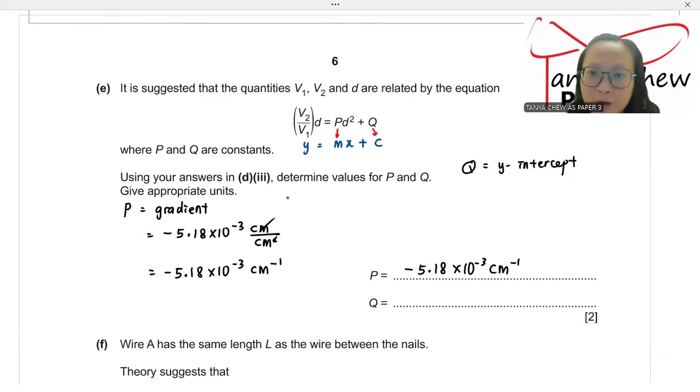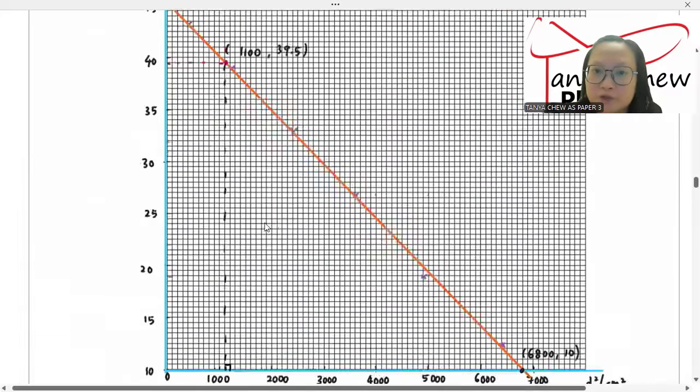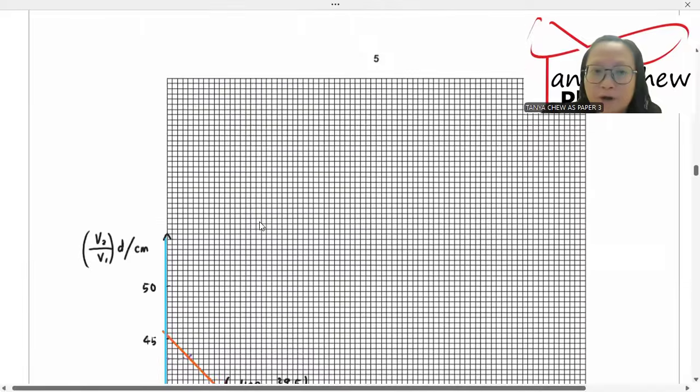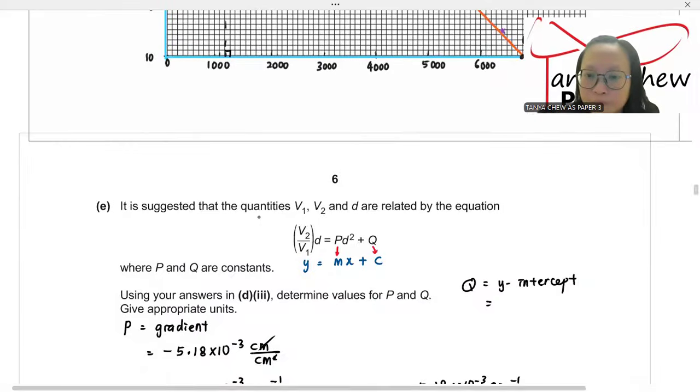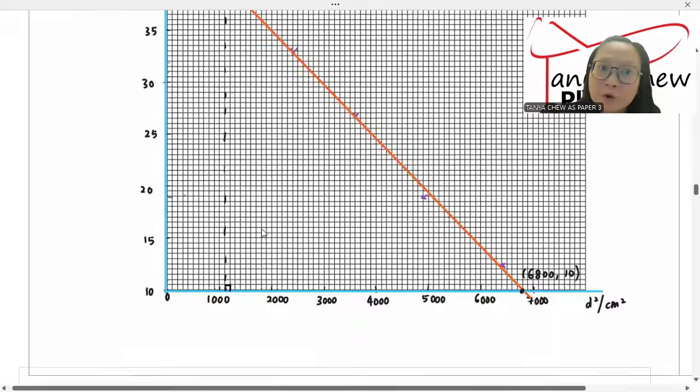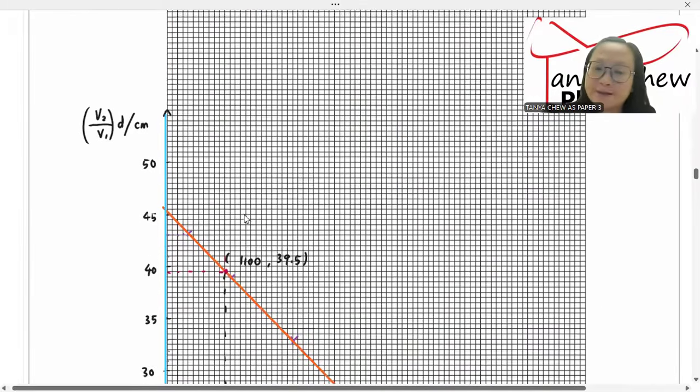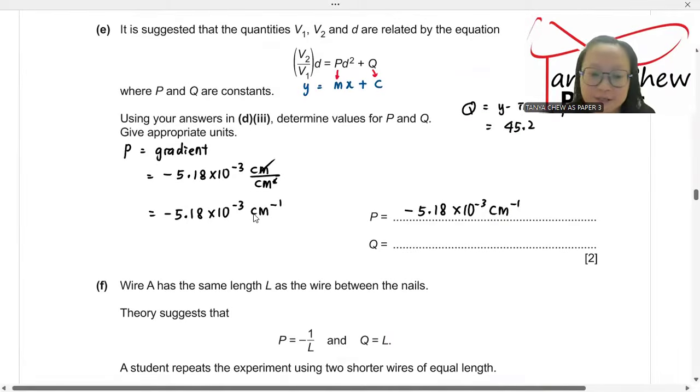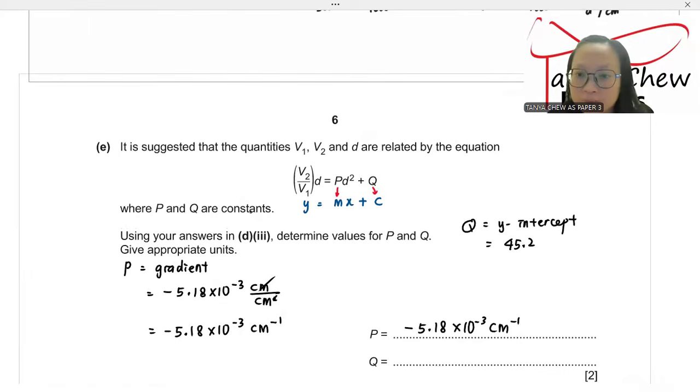Y-intercept. Remember, what is the value of the y-intercept? Just take it from here: 45.2. And what is the unit? The unit is on the y-axis, so you just look at the y-axis. It is in cm, so just put it in cm. 45.2, and the unit is cm.